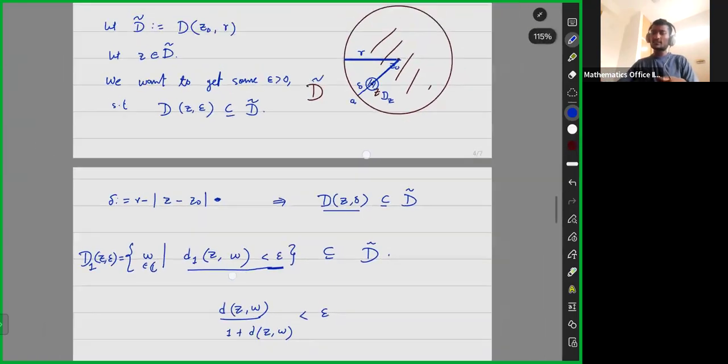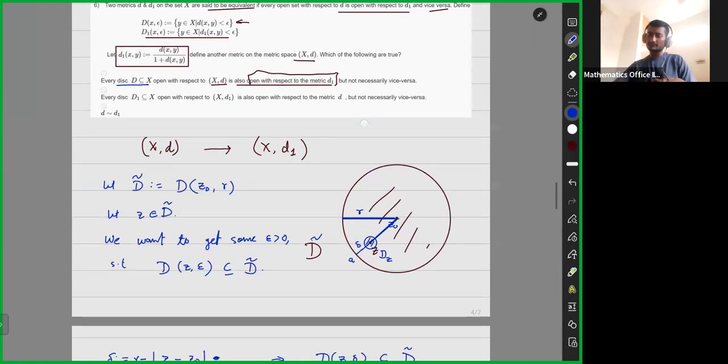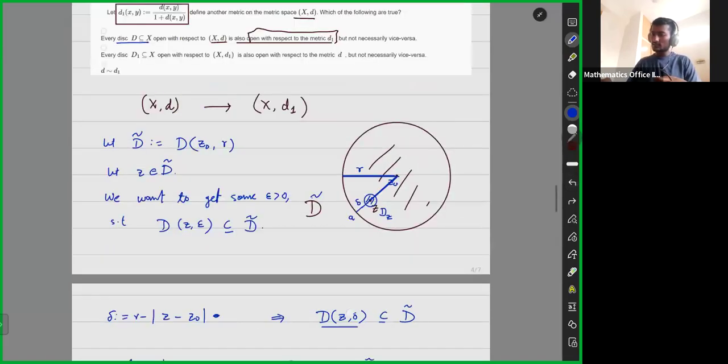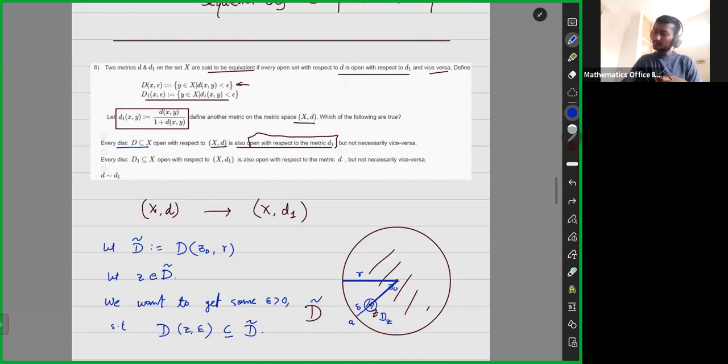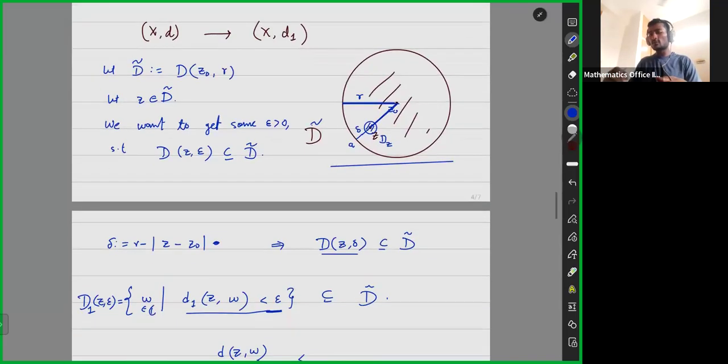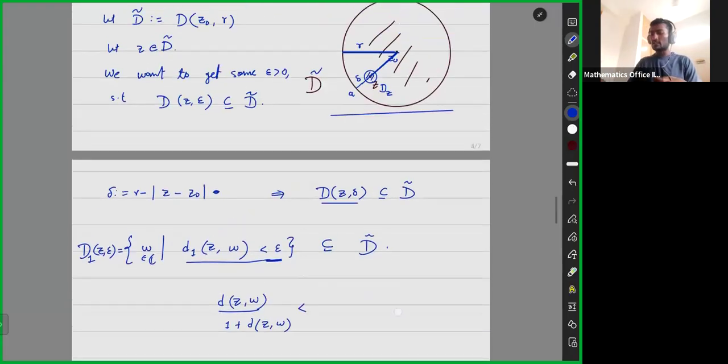Okay, so we are solving this 6th number question where we are given a metric space X and a new metric which is defined as D1. The question we want to answer is whether the first ball with respect to D is open with respect to the metric D1. So how do we prove this?